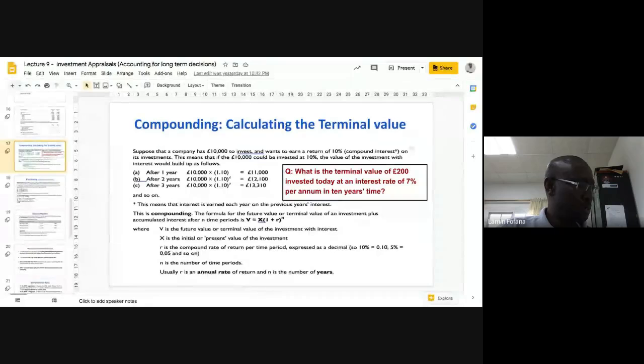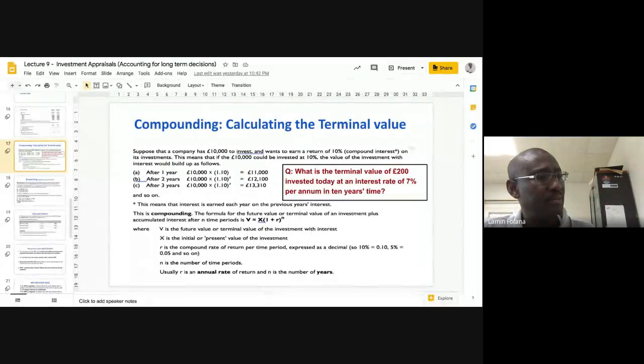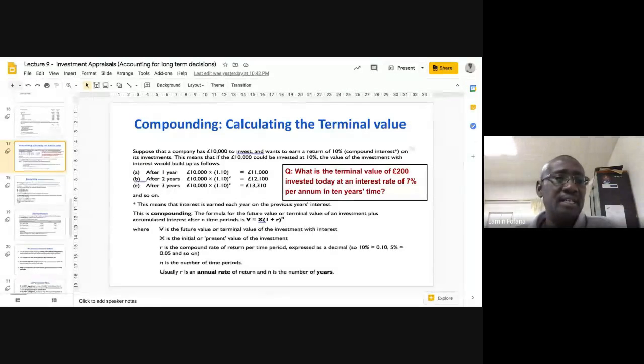So today we're going to look at the DCF techniques, that's the discounted cash flow techniques, which is, of course, the best technique in analyzing long-term investment, in appraising long-term investment. Okay. So on the DCF techniques, there are three main topics.